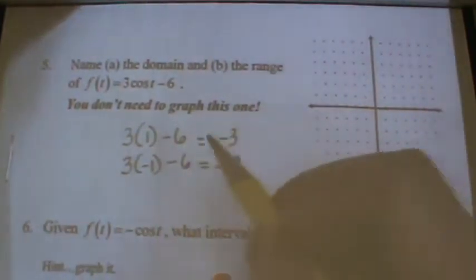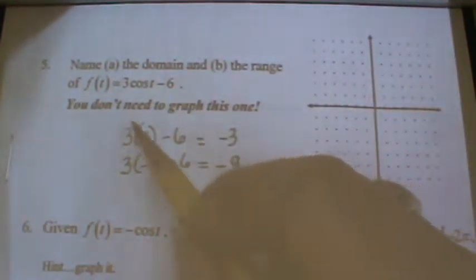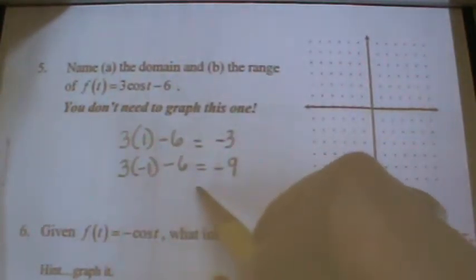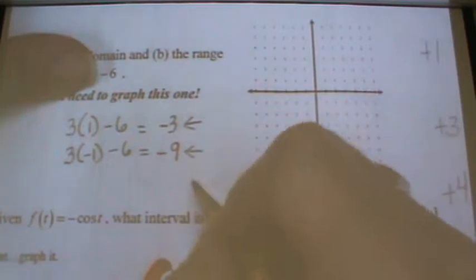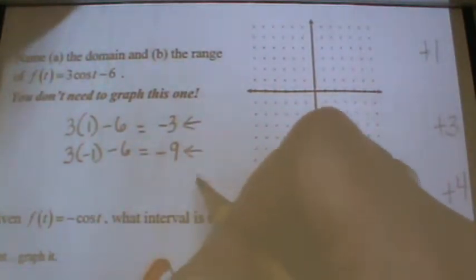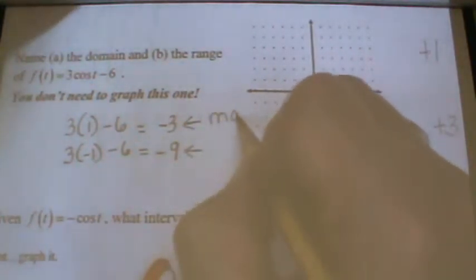The domain and the range. I showed you guys a shortcut how to do this one. You could graph it if you wanted to, but you should know how to do the quick way. You're going to do 3 times 1 minus 6 and 3 times negative 1 minus 6. Which number is bigger of the two? Negative 3. That's bigger. That's your maximum.